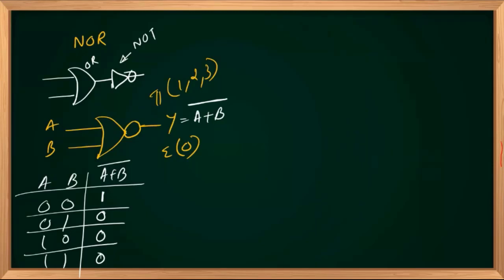And what is the property of NOR gate? NOR gate will produce a logic 1 if and only if all of its inputs are at logic 0. Is that clear? NOR gate will produce a logic 1 at the output side if and only if all of its inputs are at logic 0. Right? That is the property of NOR gate.